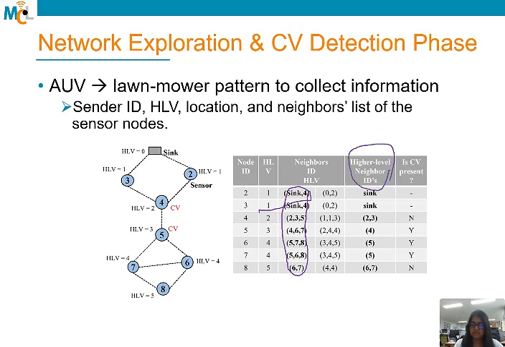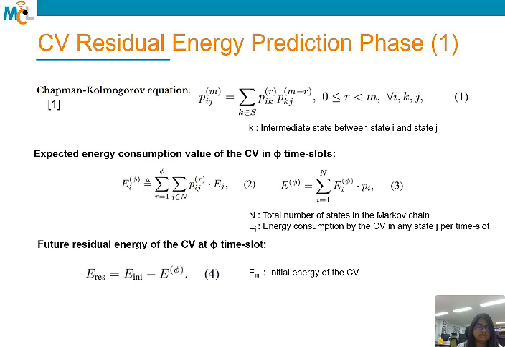It lists the higher level neighbor nodes. If there is only one higher level node present in the neighbor list, that node will be the cut vertex. That is how the AUV identifies the cut vertex. Once the AUV identifies the cut vertex, it creates a list of identified cut vertices.